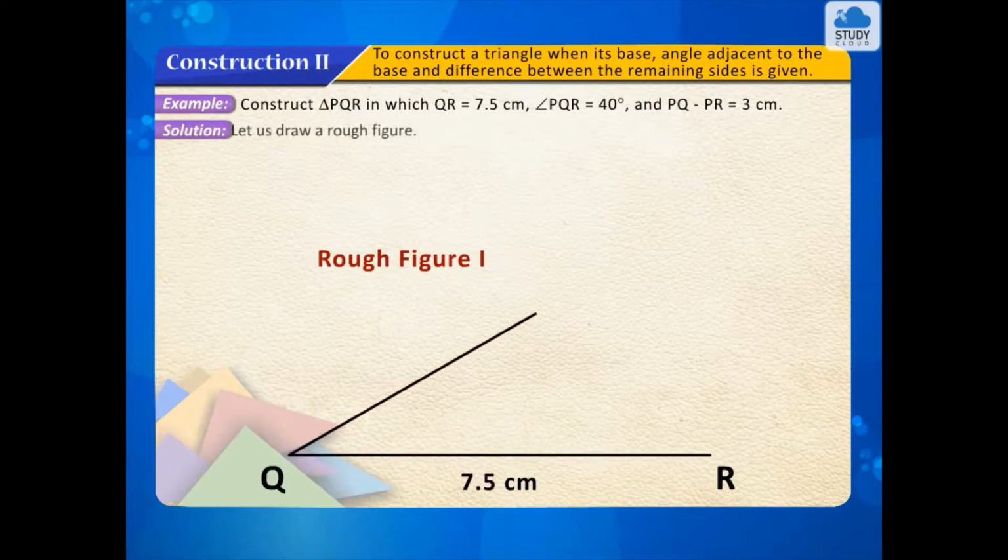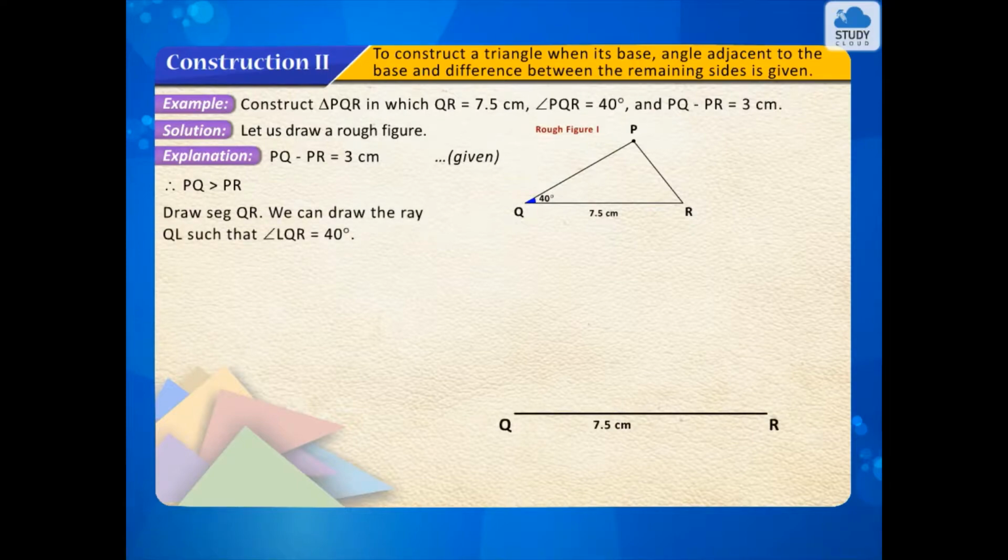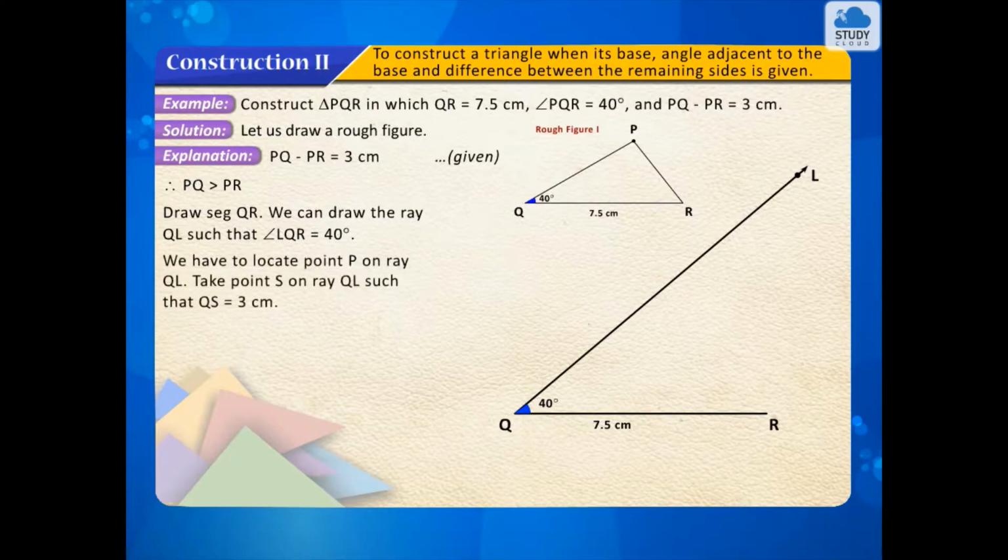Solution. Let us draw a rough figure. Explanation. Segment PQ minus segment PR is equal to 3 centimeters. Therefore, segment PQ is greater than segment PR. Draw segment QR. We can draw the ray QL such that angle LQR is equal to 40 degrees. We have to locate point P on ray QL. Take point S on ray QL such that QS is equal to 3 centimeters.